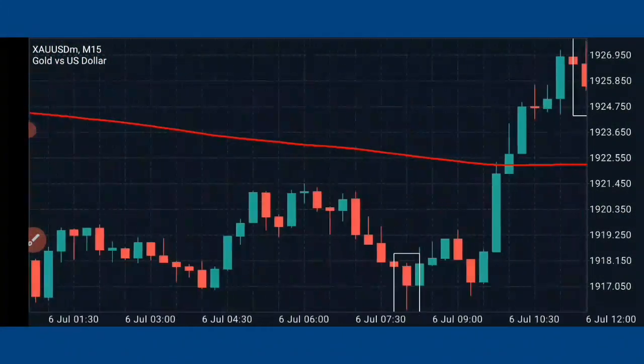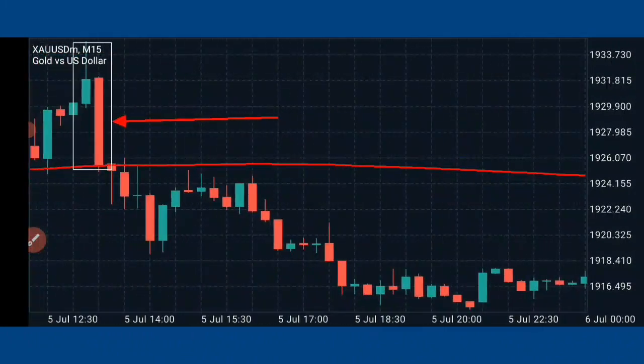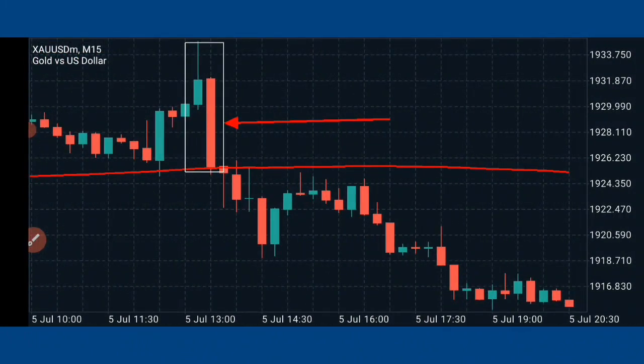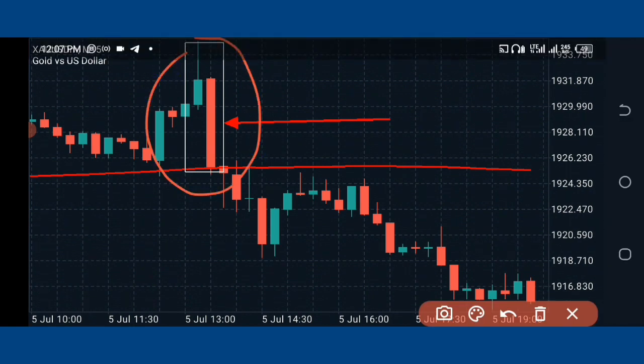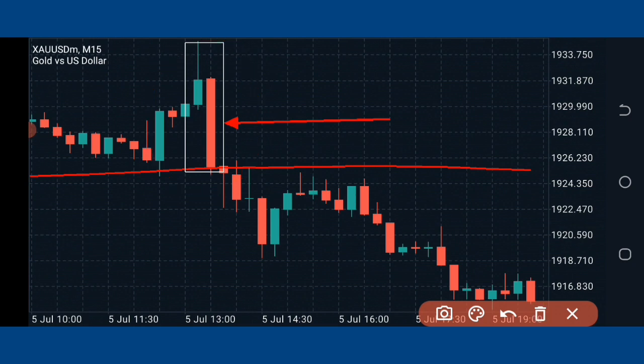Shooting star, hammer. Okay, this is a bearish engulfing candle. As you can see clearly there, we have the bearish engulfing candle, which means after the previous green candle, you can see that they have what?